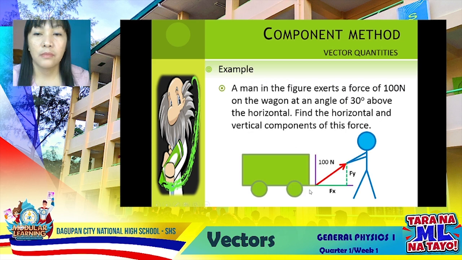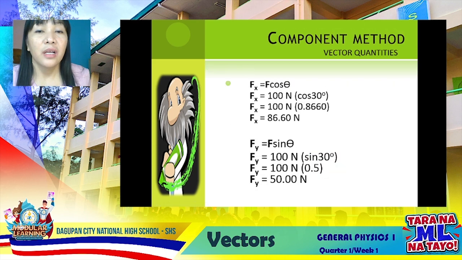Okay, so substitute the given: F sub x is equal to 100 newtons times cosine 30 degrees. Therefore, F sub x is equal to 86.60 newtons. Now, F sub y, let's go back here. F sub y is the opposite side of the angle here. The angle is right here, which is 30 degrees. So that's the opposite side of the angle.